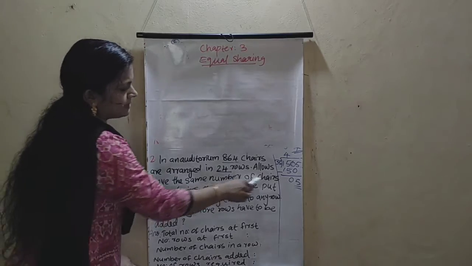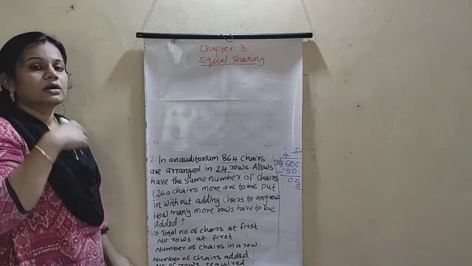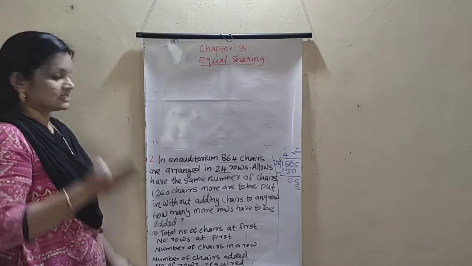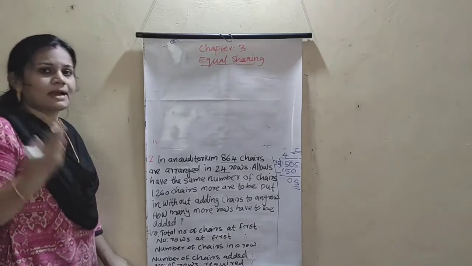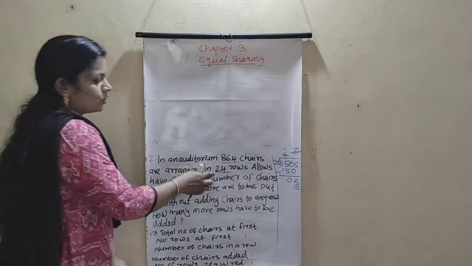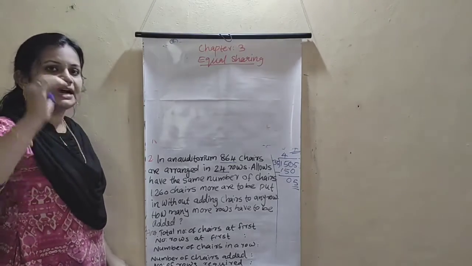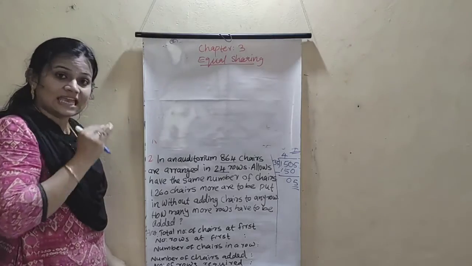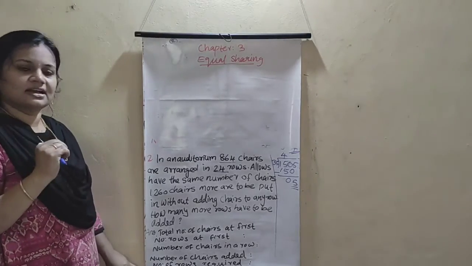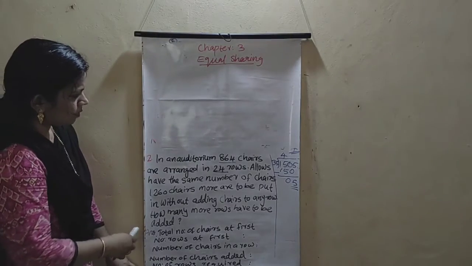All rows have the same number of chairs. Understood? Then 24 rows are there. All rows have the same number of chairs. Understood? Then what is the next step?